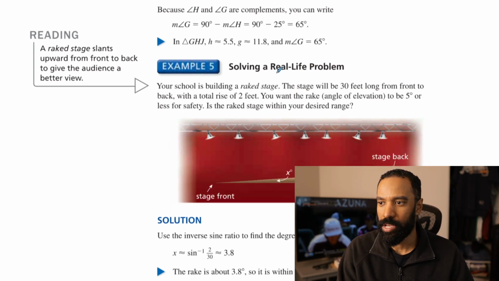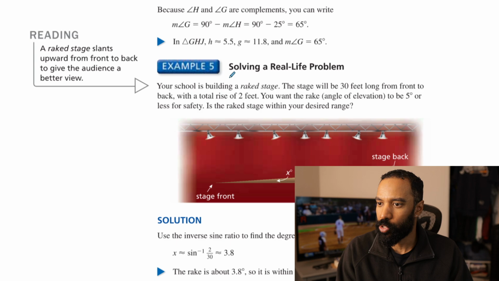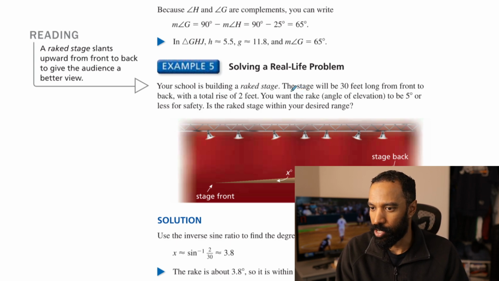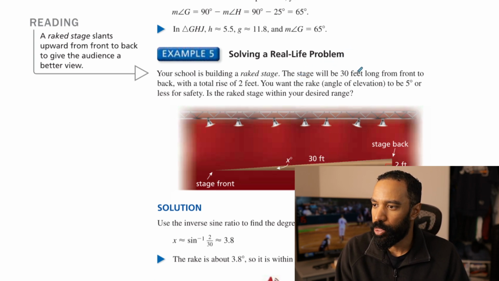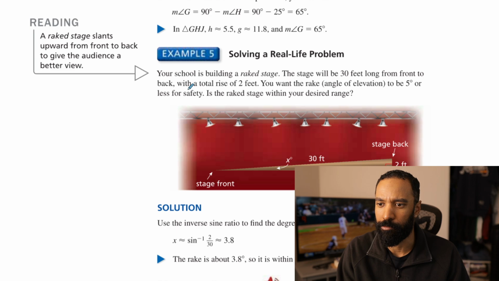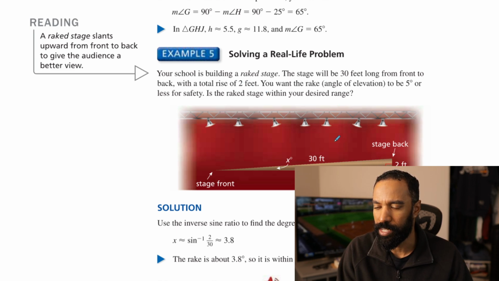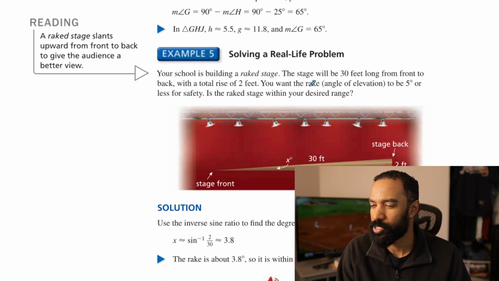Okay, solving a real life problem. Your school is building a raked stage. I have no idea what that is. The stage will be 30 feet long from front to back with a total rise of 2 feet. As long as we have a drawing, that can help us.